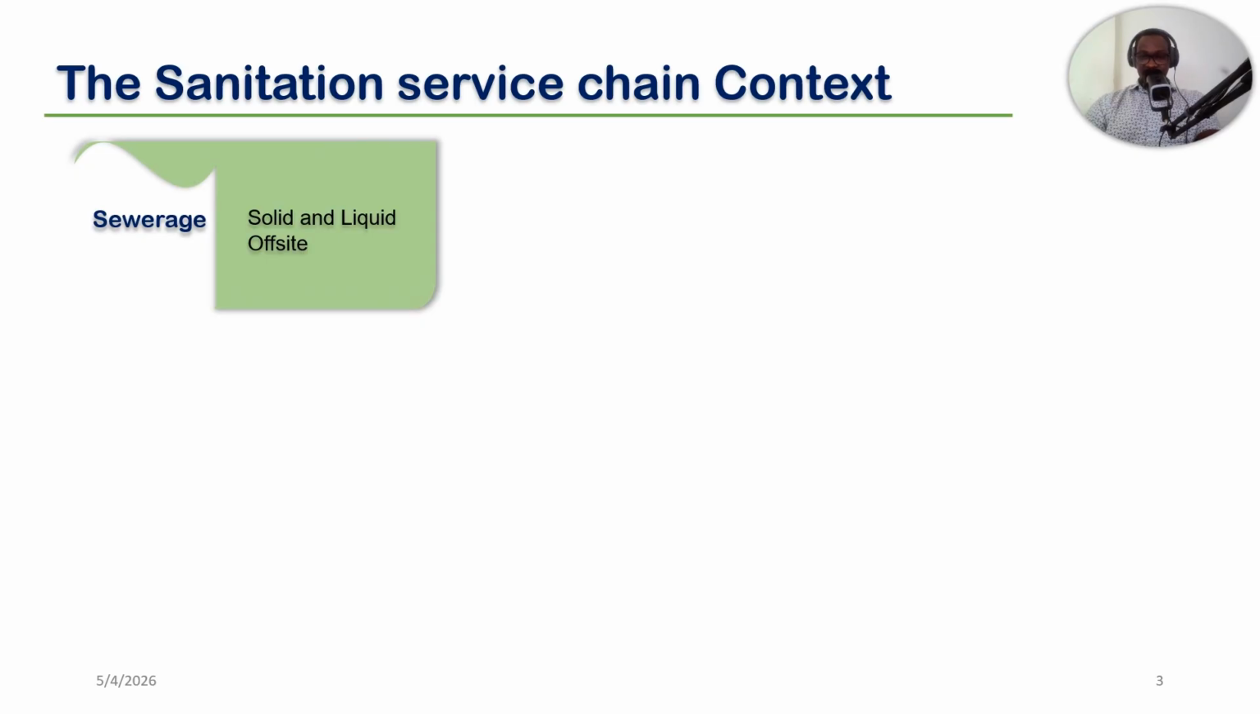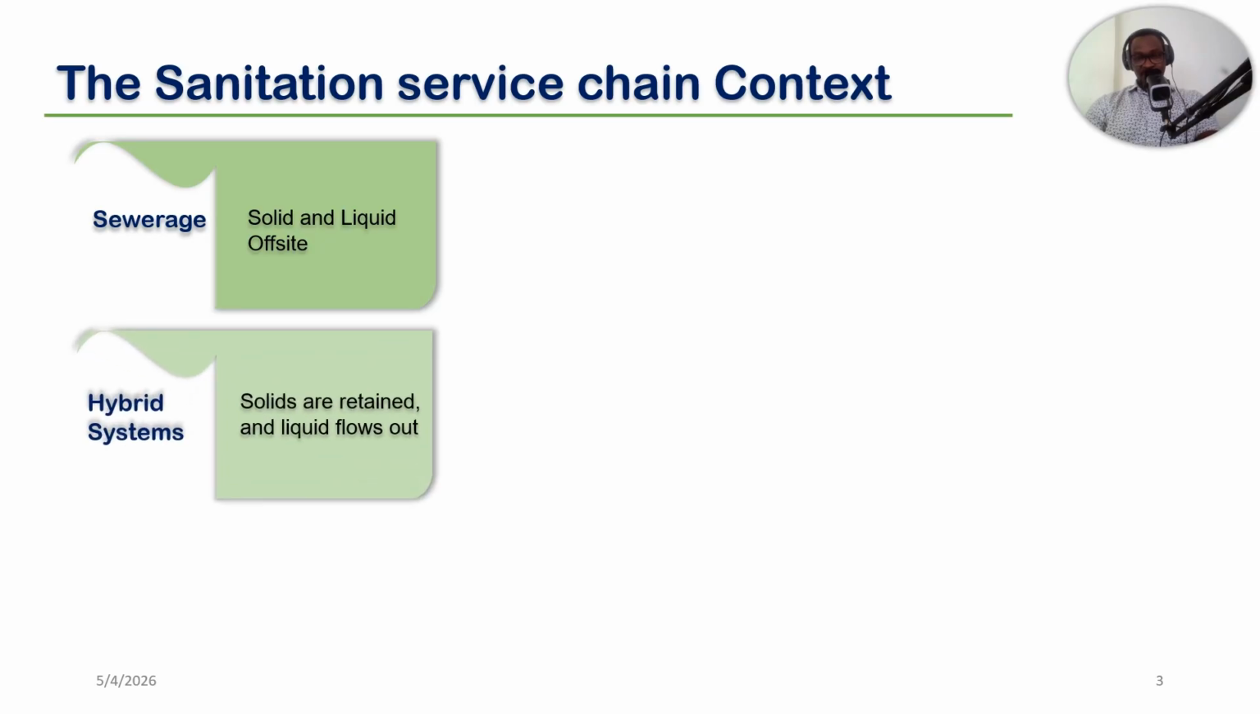Now let's look at the sanitation value chain in deeper context. And here we're looking at how the sanitation system works. We have the sewer systems. These transport both the solid and liquid, the fecal waste and then the flush water, to a centralized treatment system where it's treated off-site, away from the home or premises. The other is the hybrid system where the solids are retained and then you have the liquid flow out. Yes, but these are quite rare.